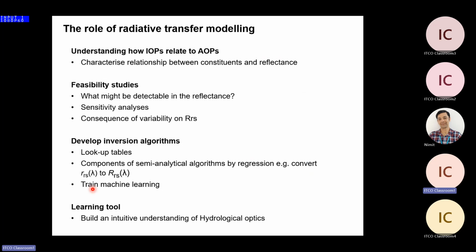And finally, which I think is really important, and it's the focus of this afternoon really, you can use a model as a learning tool to help build an intuitive understanding of hydrological optics. You can run the model, look at the outputs, change the inputs, look at the outputs, and get an intuitive understanding of what things affect different things. And that's very helpful if you're going to work in this field, obviously. So it's very useful as a learning tool.